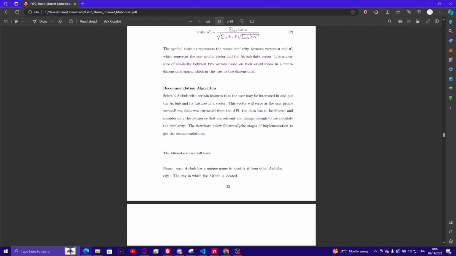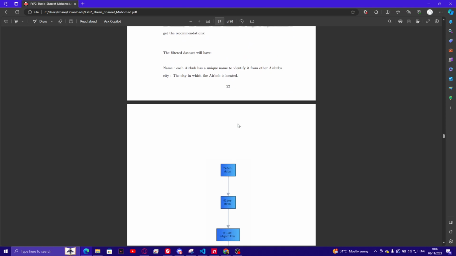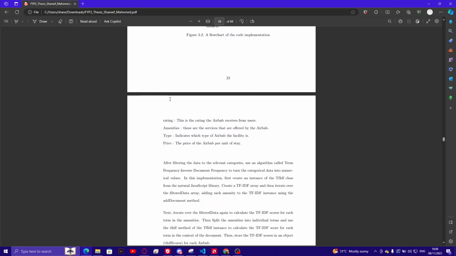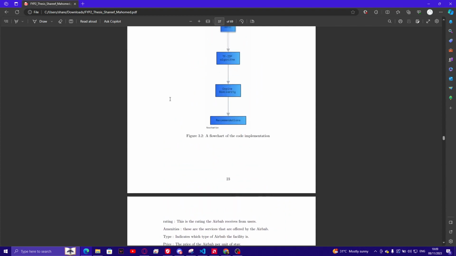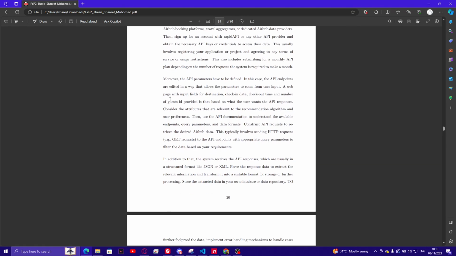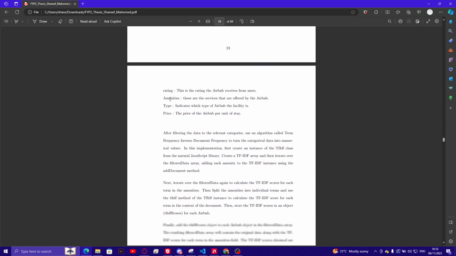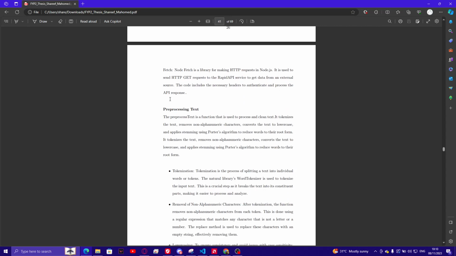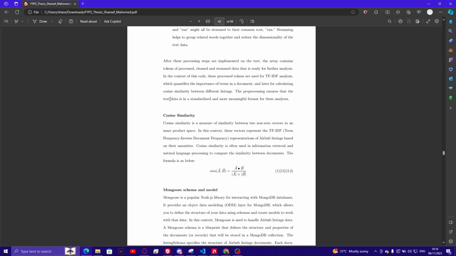Then the recommendation algorithm contained name, city, and so on. This is the data set, the filtered data that I took from the API and filtered to leave just the things that were relevant to the system. So the first one is with Jaccard similarity. And then technique 2 is with cosine similarity.